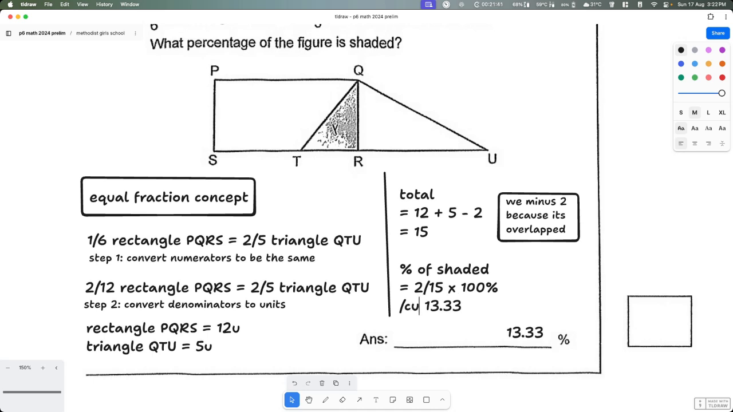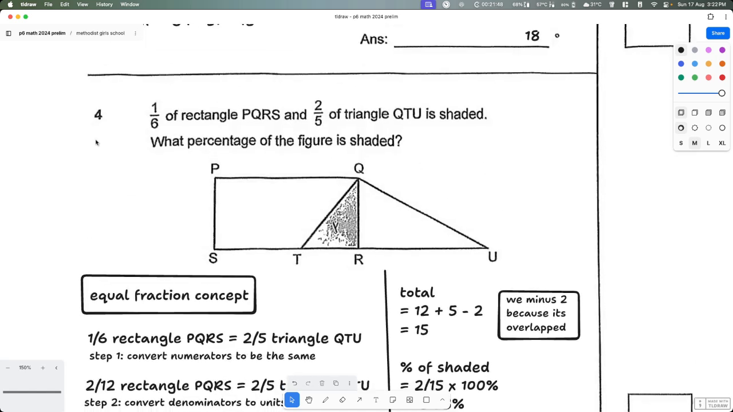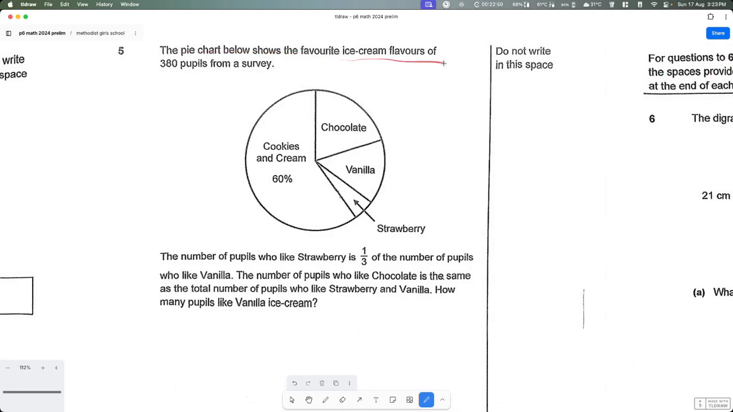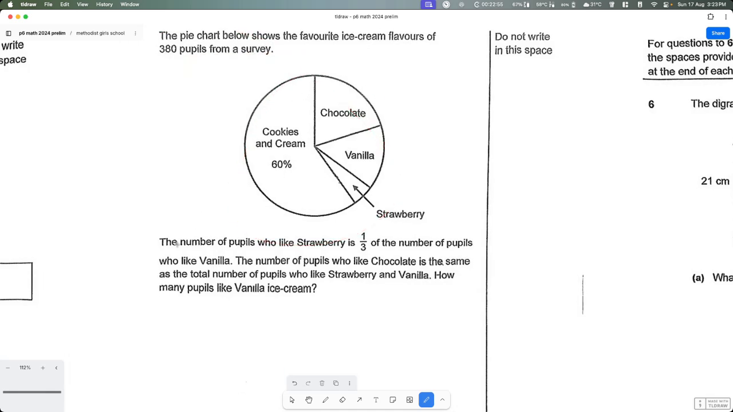Hopefully, this is the answer. All right, let's move on to the next question. Question number 5. Question 5 says the pie chart shows the favorite ice cream flavors of 380 pupils from a survey. The number of pupils who like strawberry is 1/3 of the number of pupils who like vanilla. The number of pupils who like chocolate is the same as the total number of pupils who like strawberry and vanilla. How many pupils like vanilla?